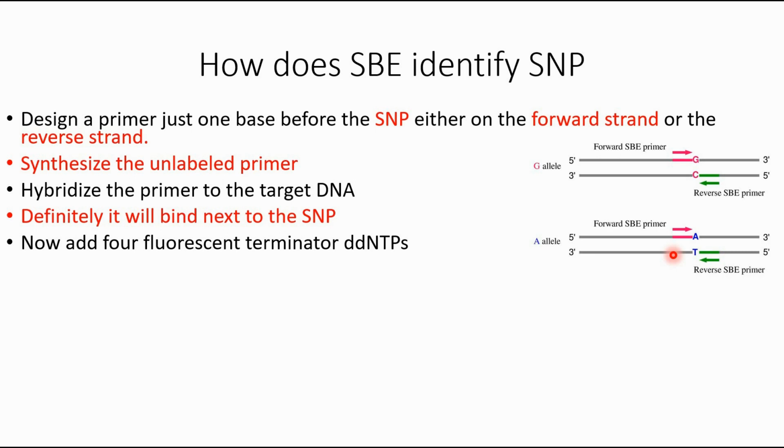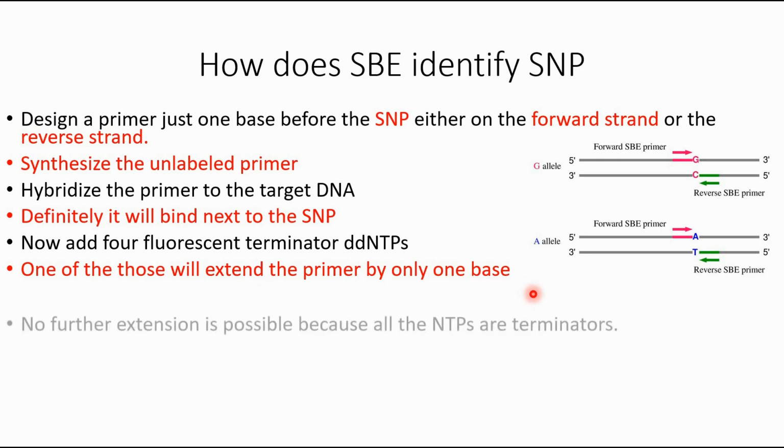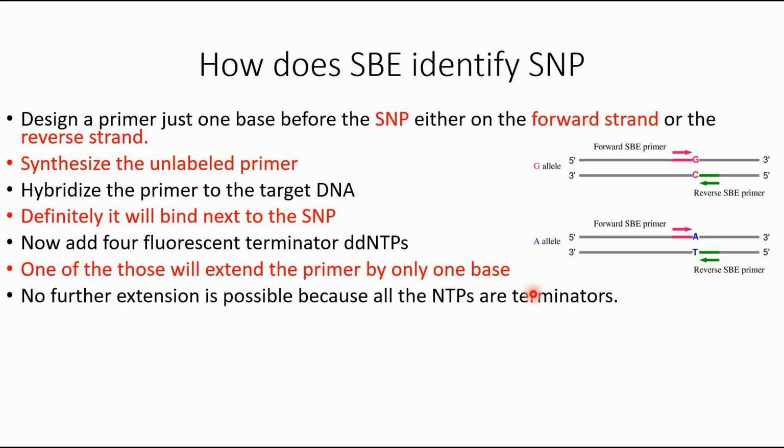Now you will have to add 4 fluorescent terminator ddNTPs. Terminator ddNTPs mean that once they are bound here at the end of the primer, there is no possibility that this strand will extend further. So you are using all the 4 terminator ddNTPs. If any one of those 4 ddNTPs binds here, then this will stop extending further. One of these ddNTPs will extend the primer by only one base and then it will terminate there. No further extension is possible because all the NTPs are terminators.